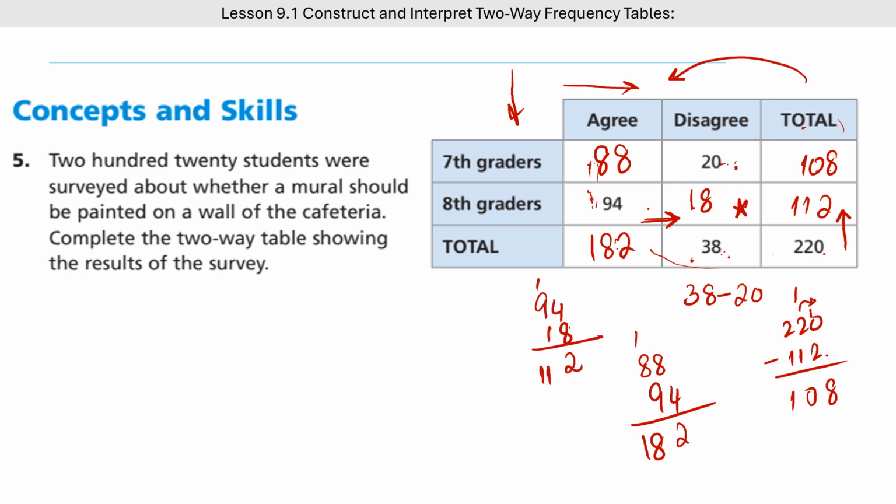88 plus 20 gives you 108, right? 94 plus 18 gives you 112, yes. 182 plus 38, let's check. 182 plus 38, does it give me 220? Yes, 8 plus 2 is 10, 0 write it down and 1 carry, 8, 9, 10, 11, 12, 2 and 220, sorry. Okay, so yes, it is all correct. Move to the next one.